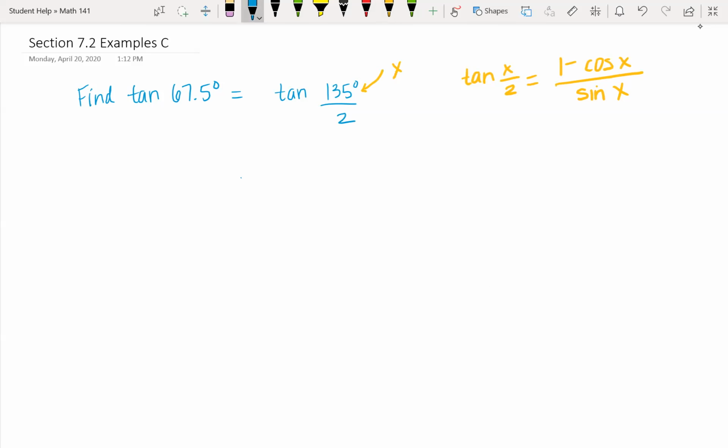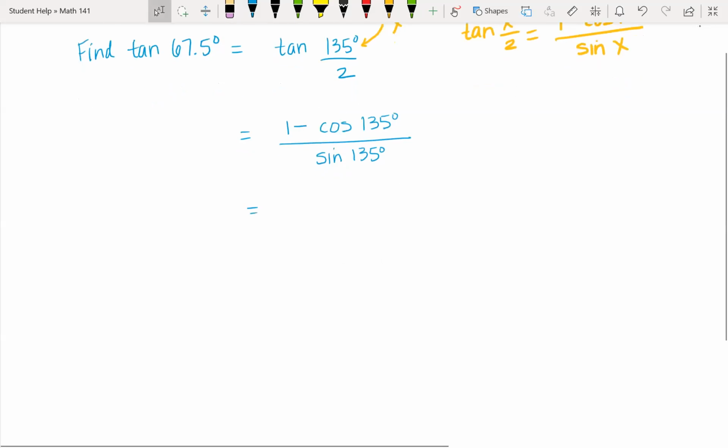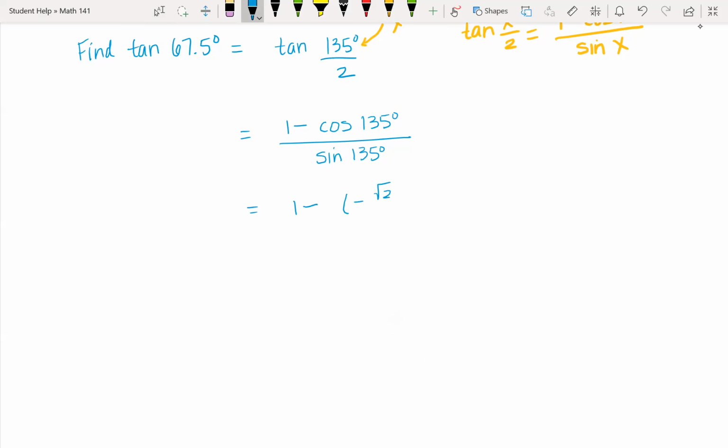So we'll write this as 1 minus the cosine of 135 degrees over the sine of 135 degrees. Well, the cosine and the sine of 135 degrees, the reference angle is 45 degrees, and it's in the second quadrant. So the cosine is negative root 2 over 2.